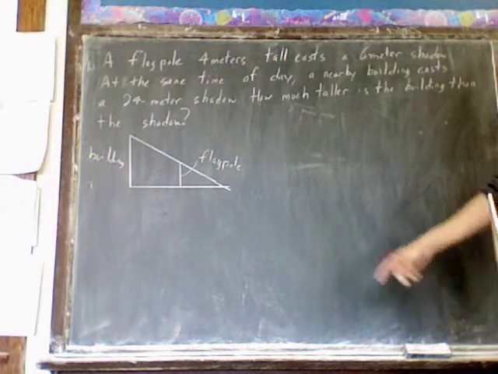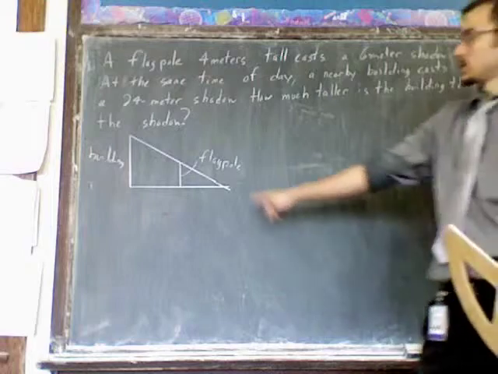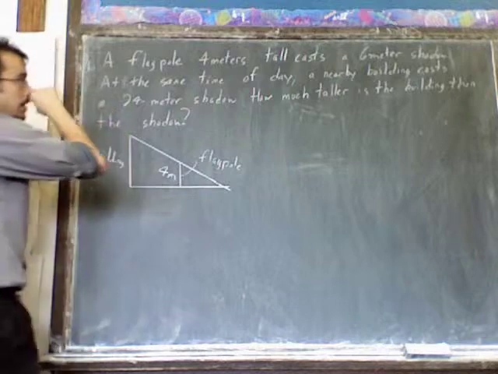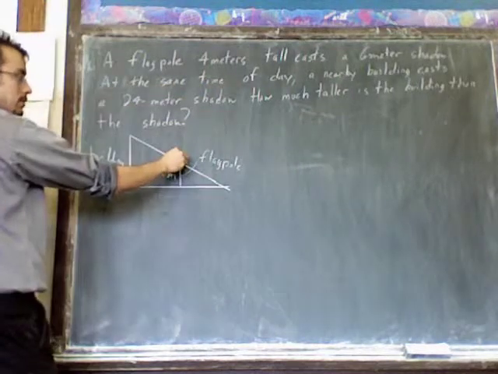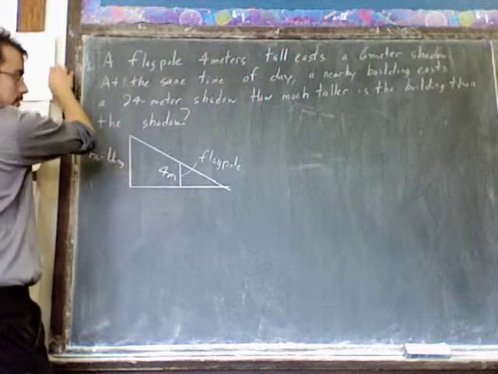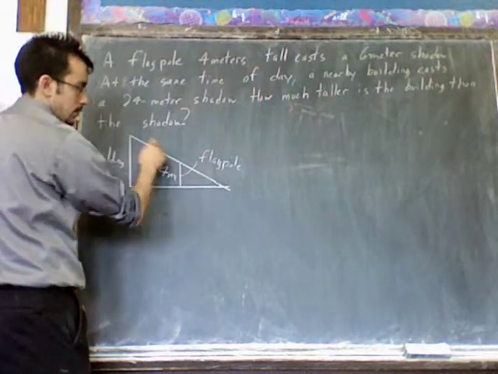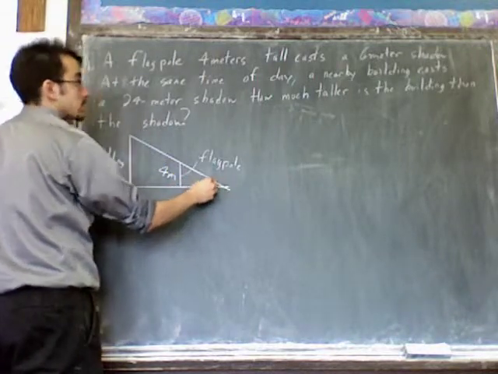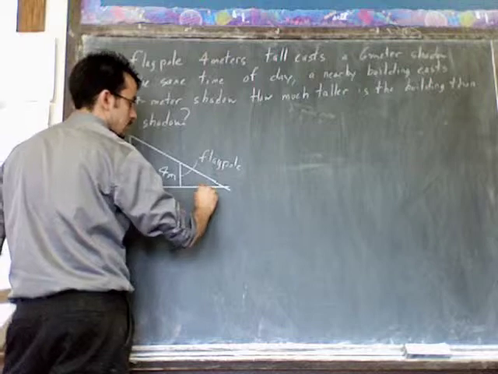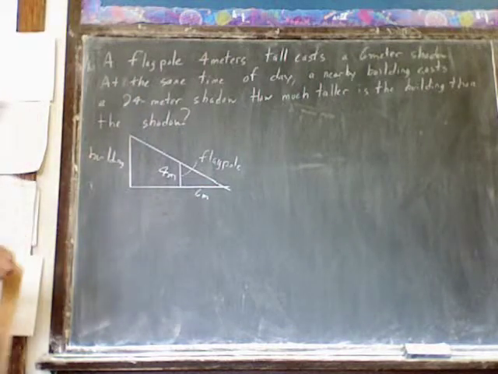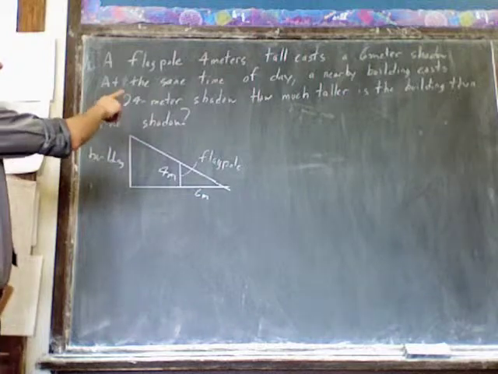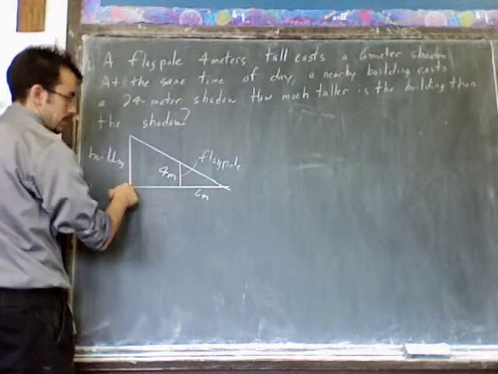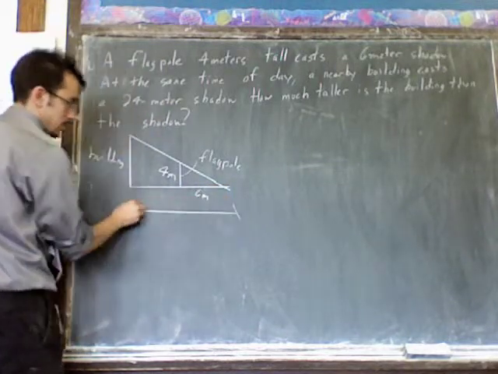Alright, so let's see. We know that the flagpole is 4 meters tall. So if this is my flagpole, here's its height. I can put 4 meters right here. And then it casts a 6 meter shadow. Well, if this is the tip of the flagpole, and it's the same time of day, the sun's up here somewhere shining down. The shadow this flagpole casts is from the base of the flagpole to here. So from here to here is 6 meters. And the other thing we know is that the building, this is my building, casts a 24 meter shadow. So the sun's shining down from the base of the building to here, this is 24 meters.